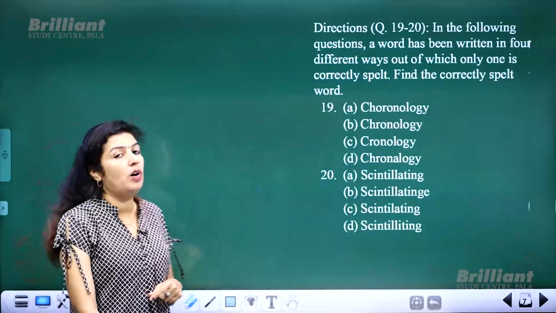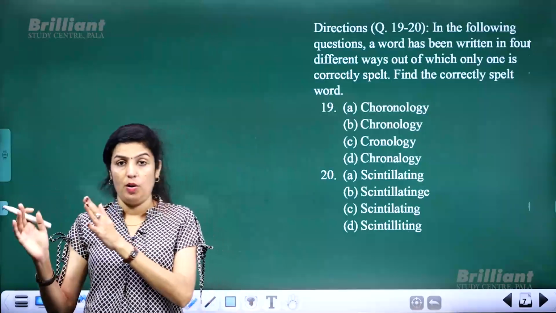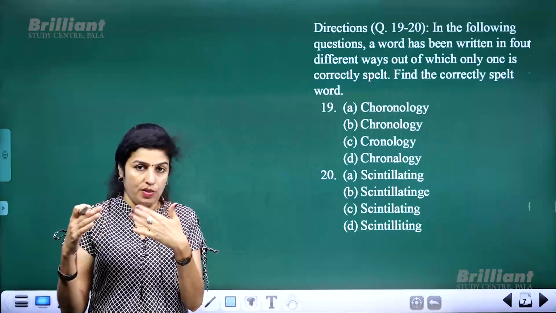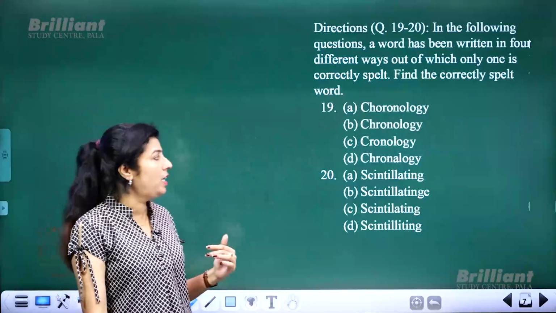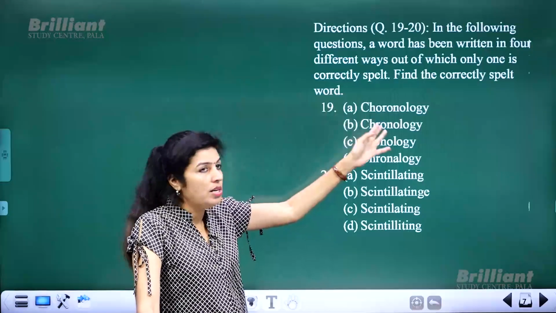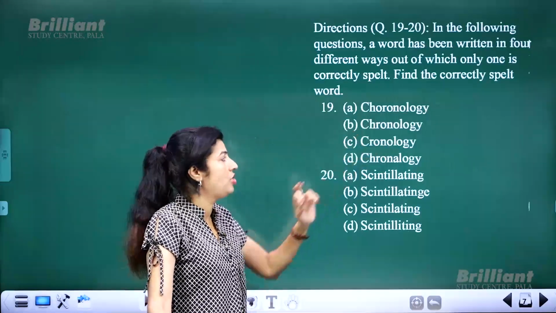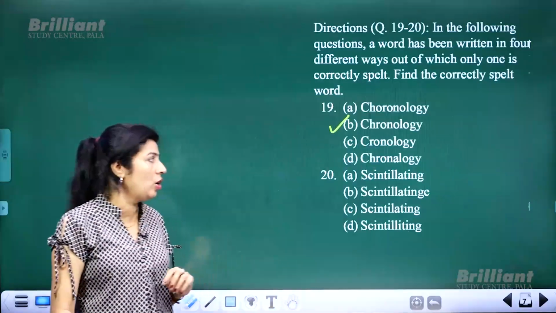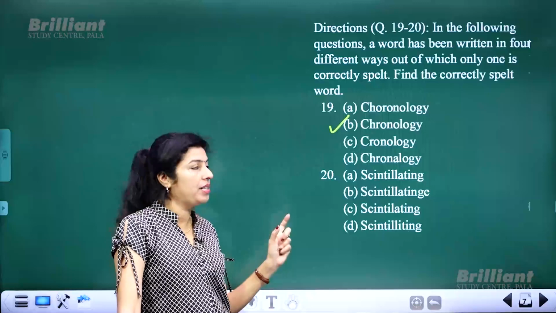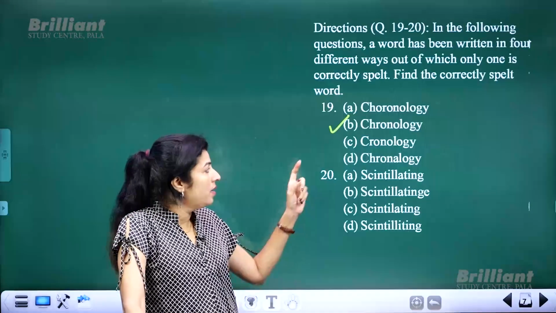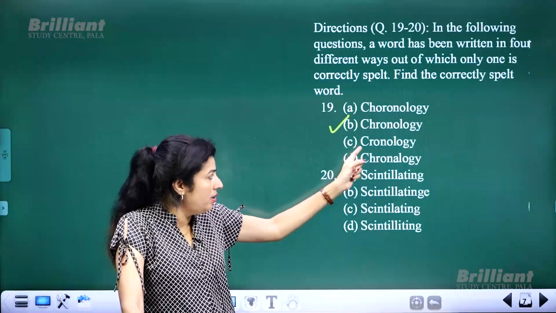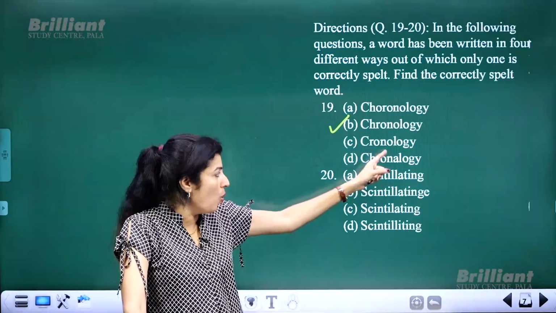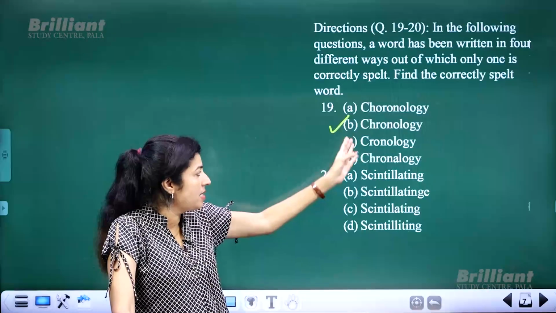So chronology, chronological order, in a sequential order. Chronological means sequential order. Chronology is a word which you are familiar with. So what is the spelling of chronology? Is it without the H? No, there is an H. That means option number B. C-H-R-O-N-O-L-O-G-Y is the correct spelling of chronology. So the other 3 options A, C, and D are wrong.